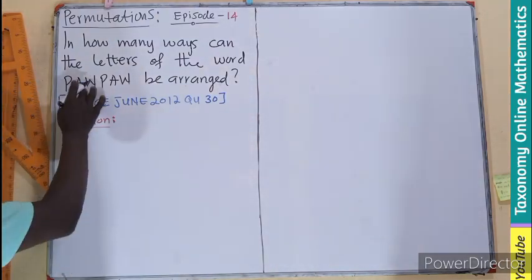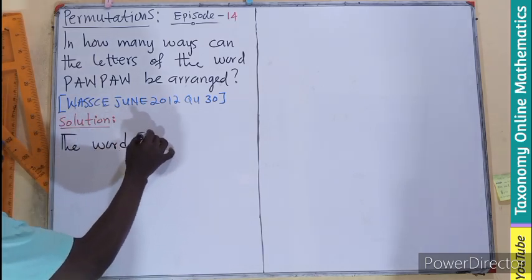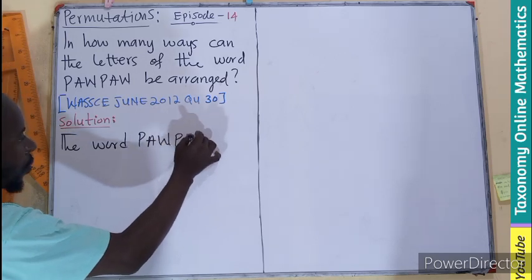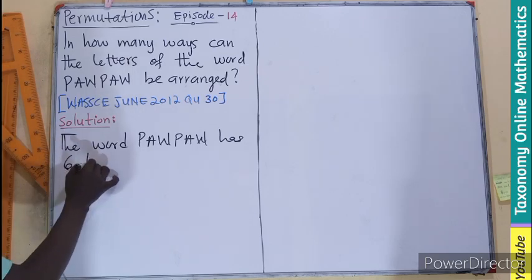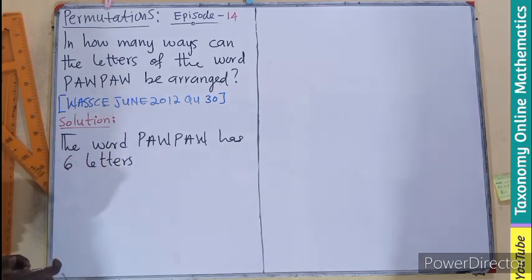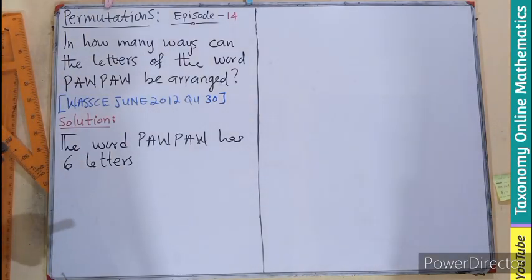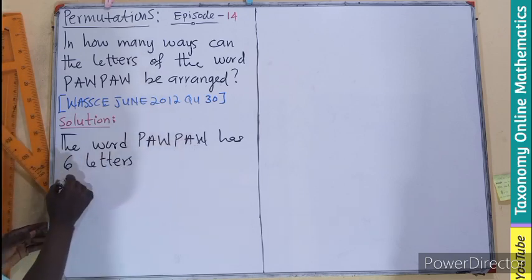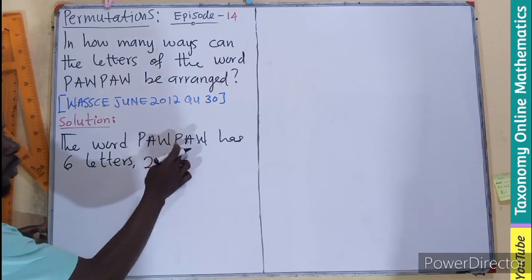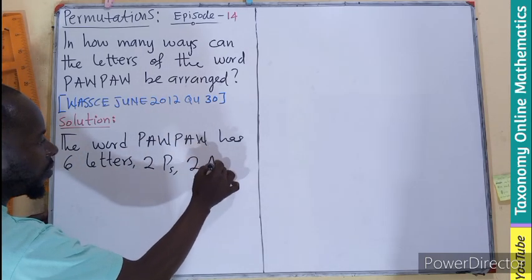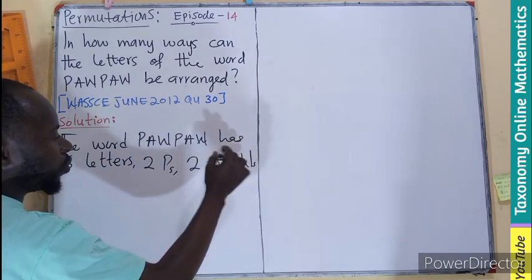So in this case, we can say that the word PAWPAW has 1, 2, 3, 4, 5, 6 letters. Meaning we are going to be selecting from 6 letters to arrange. Now, what do we do next? Now, we can say that in this, we have 2 of the P's. If you can check, 1, 2. We also have 2 of the A's. And finally, we have 2 of the W's.